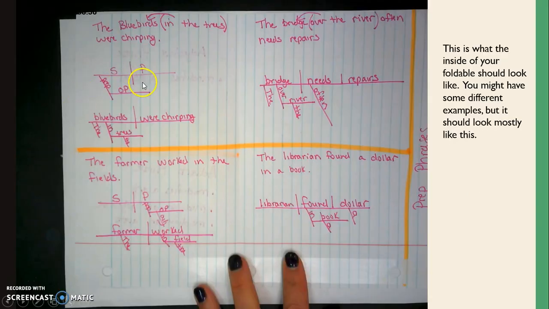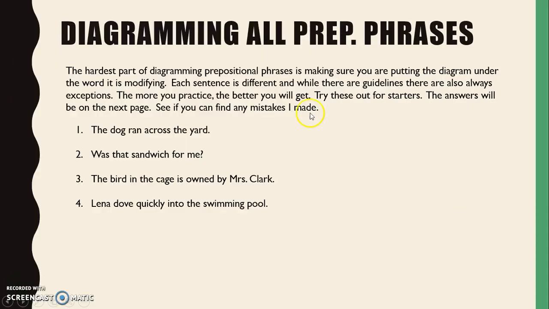All right, so your note should look like this. Your generic example, your real example, your generic example, your real example. You might have different examples over here, and that is perfectly okay, as long as you have examples from the notes. Great. Notice I forgot to actually put parentheses around my prepositional phrases down here. Oops. All right. And here's some practice.